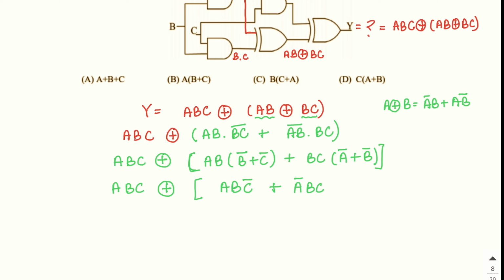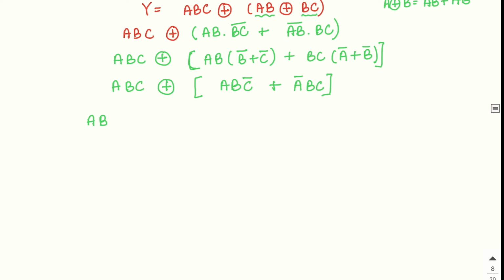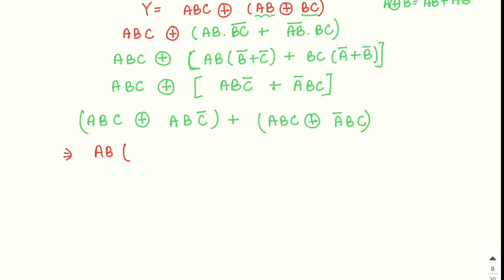Because the second term will also result to 0 because you have B dot B bar. We can expand it like this. We have ABC XOR with ABC bar plus ABC XOR with A bar BC. So you will have 2 XORs now. So now what we can do is take common. Let us take AB common from here. We have C XOR with C bar, and at this side we can take BC common, so we'll have A XOR with A bar.